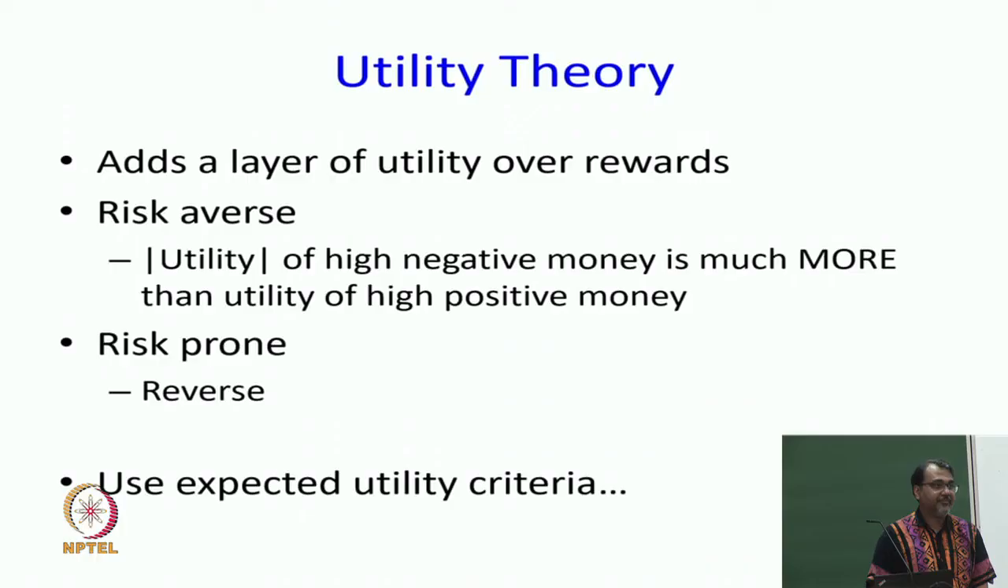So, basically what happens in economics, and often we can use this if we are using a model for decision making over humans, is that we do not work with rewards, we do not work with money, we work with the utility over rewards. So, we define a secondary function called the utility function, which takes in the money value and gives some sort of calibrated normalized value called the utility.